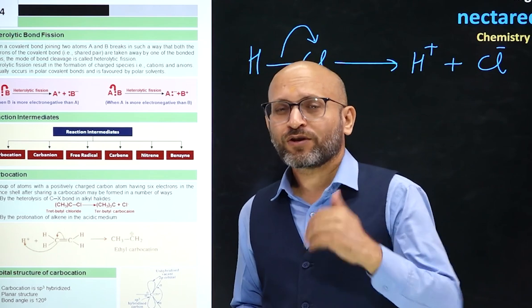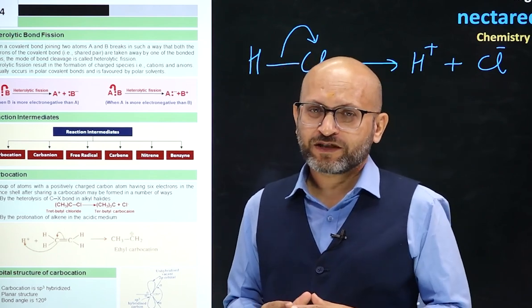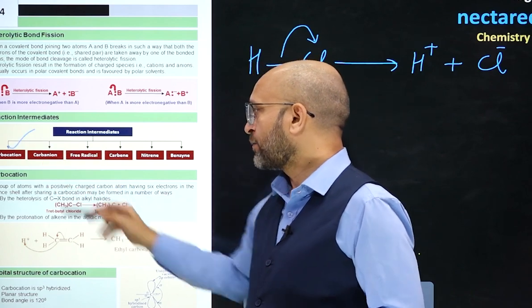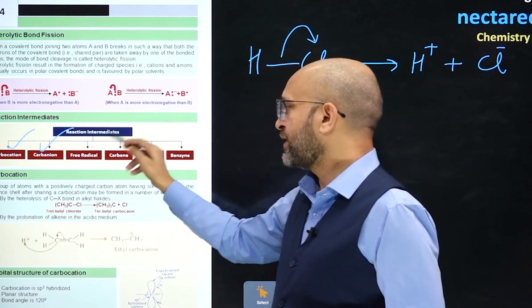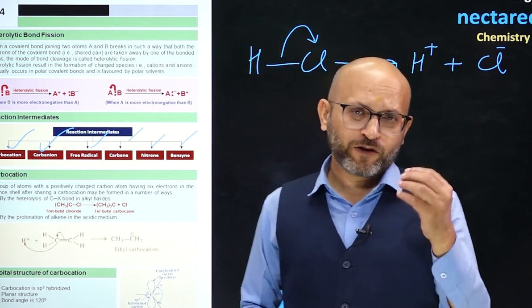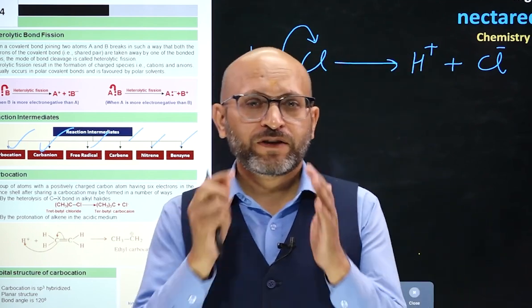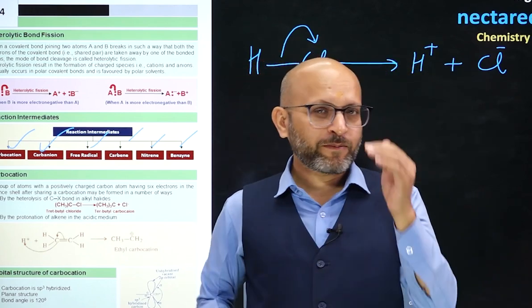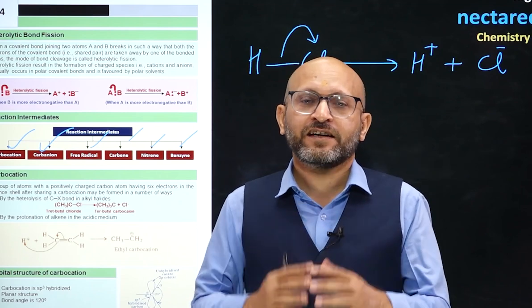Now we are going to discuss different kinds of intermediates. What are these? Carbocation, carbanion, free radical, carbene, nitrene, benzyne. So we have different types of intermediates formed during reactions in organic chemistry. We will be studying each of these in detail.